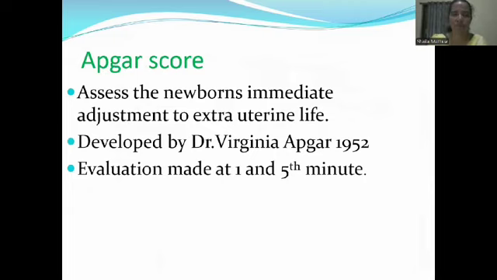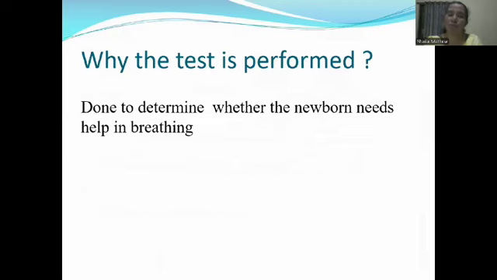Coming to the Apgar score, it's the scoring done to assess the newborn's immediate adjustment to the extrauterine life. It was developed by Dr. Virginia Apgar in the year 1952. The evaluation is made at the first and fifth minute after the birth to give a more therapeutic value. Why is the test performed? It is done to determine whether the newborn needs any help in breathing so as to start the treatment immediately, in which we can prevent further complications to the newborn.